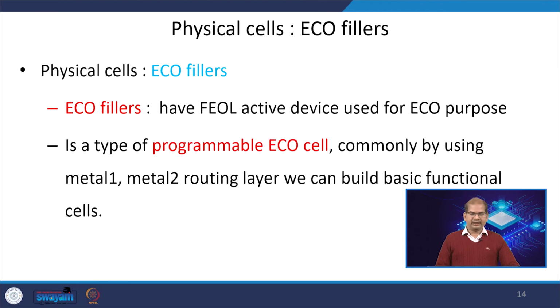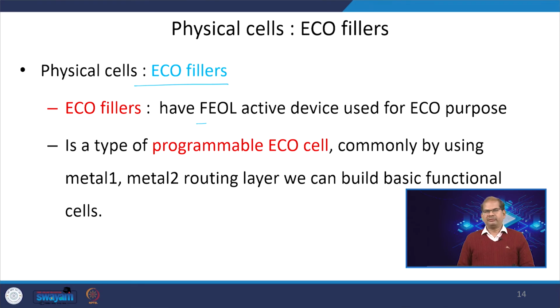Then we have an ECO filler cell. It is very important. The ECO filler cell is a cell that is inserted whenever you are designing the chip. While we are designing the chip, these ECO fillers are inserted, but they are not connected with any of the actual nets.